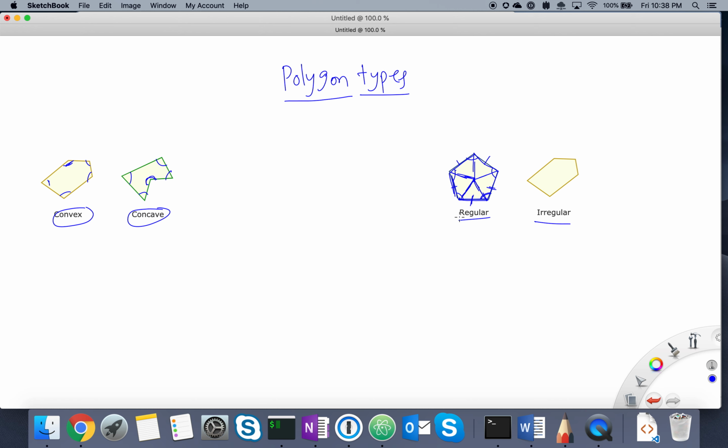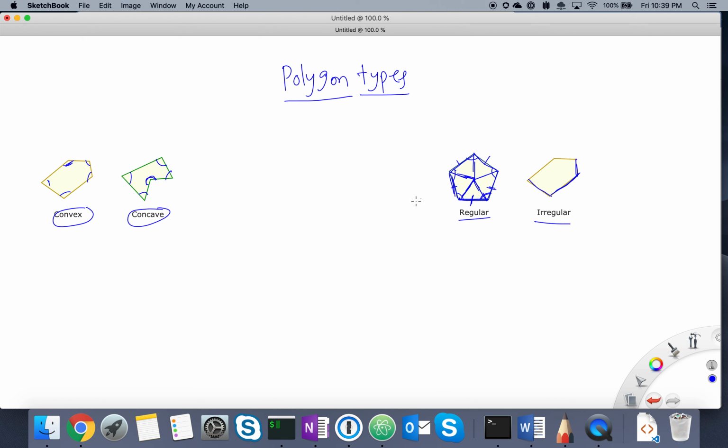Now that is not the case with irregular. Either they will have a longer side or shorter side. All the sides of the polygon are not congruent. See this one? This is longer than this. This is longer than this. And also the angles are not congruent. This is an irregular polygon. Now, these are the polygon types.